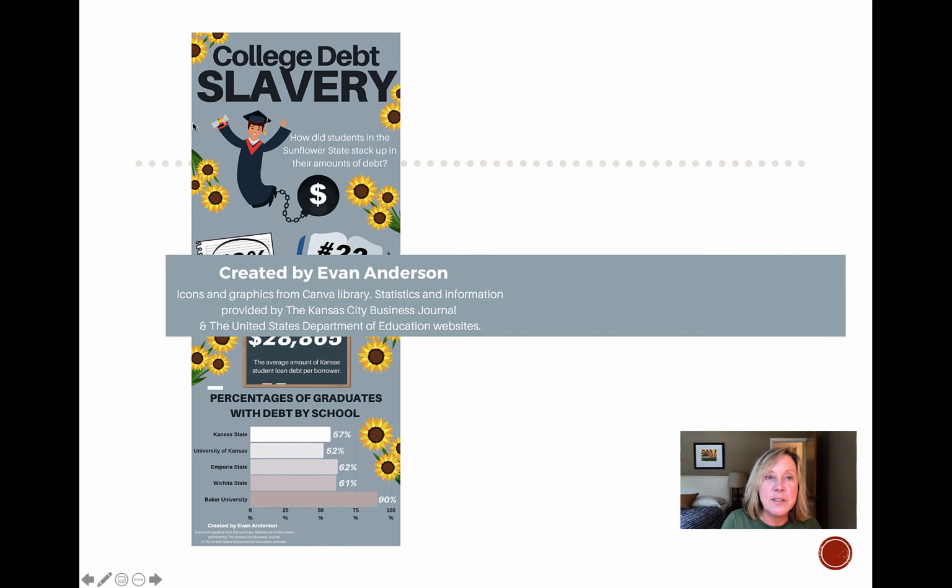Here is a student's infographic about how students in the Sunflower State stack up in their amounts of debt. So the information, he doesn't include web addresses, but he provides the source of information. The Kansas City Business Journal, which is a publication published out of Kansas City about business, as the name implies, and the United States Department of Education website.